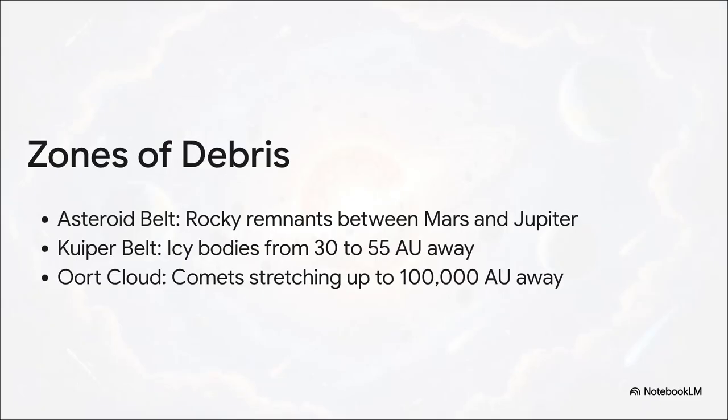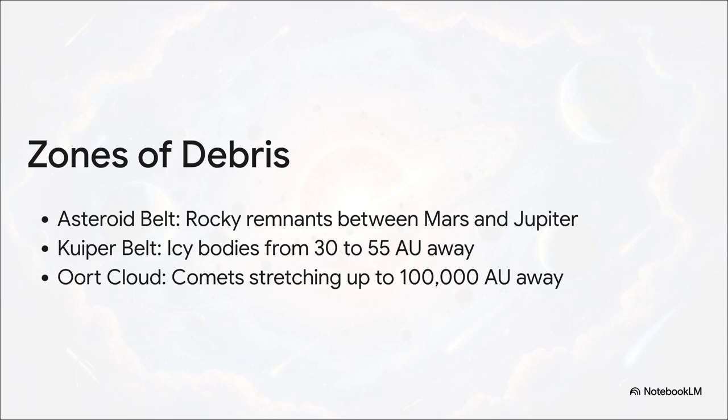Of course, the massive planets didn't consume absolutely everything. Let's take a slow outward pan through the rest of the solar system. Right between Mars and Jupiter, we have the asteroid belt. Millions of rocky remnants that Jupiter's massive gravity aggressively prevented from ever forming into a planet. Then, moving way past Neptune, roughly 30 to 55 astronomical units away, we hit the Kuiper belt, which is this really thick ring of icy bodies and dwarf planets.